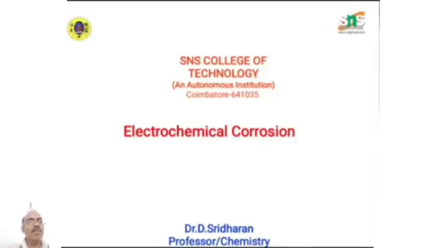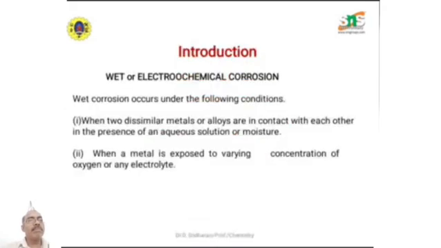In this video, we are going to see about the electrochemical corrosion. The introduction about wet or electrochemical corrosion. Wet corrosion occurs under the following conditions: when two dissimilar metals or alloys are in contact with each other in the presence of an aqueous solution or moisture, or when a metal is exposed to varying concentrations of oxygen or any electrolyte. We call it wet or electrochemical corrosion.